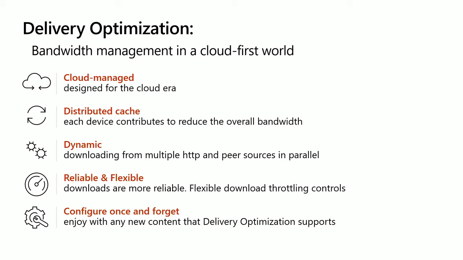This is built as well into Intune, and I'll show you a screen of how you can configure and control delivery optimization and make it work really well for your network. The idea, though, is that you configure it once, and then you're able to use it for a lot of different download scenarios that happen in Windows.